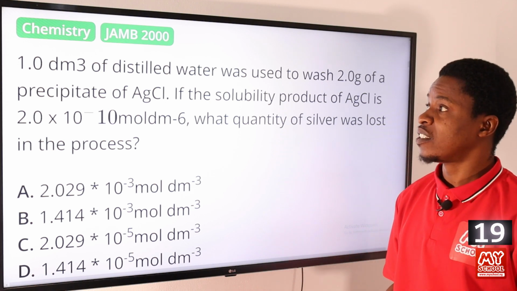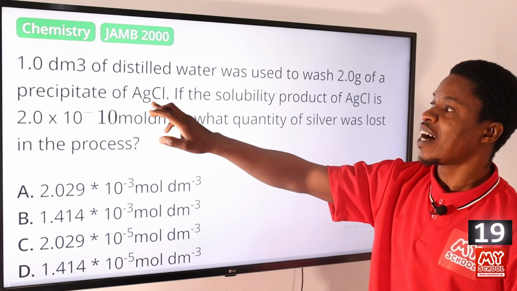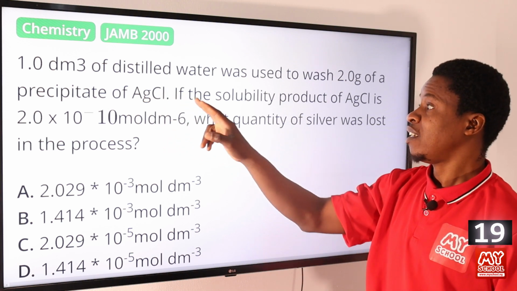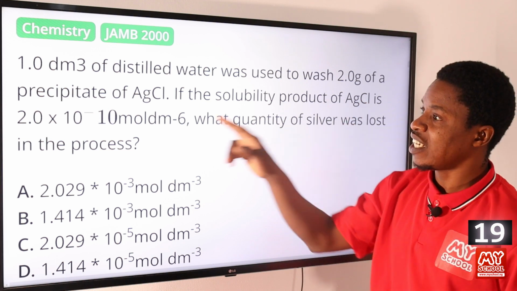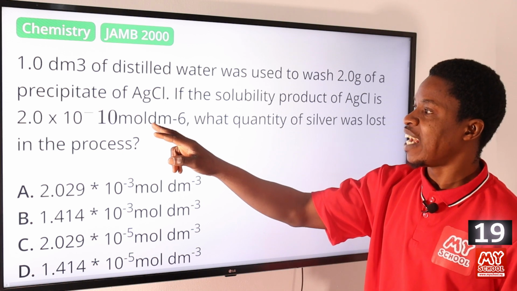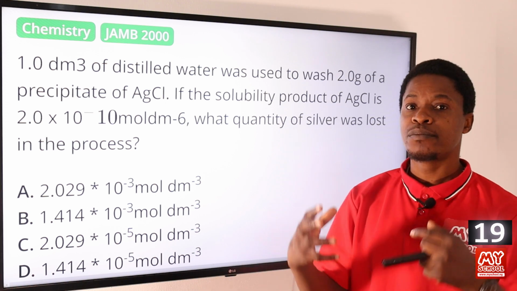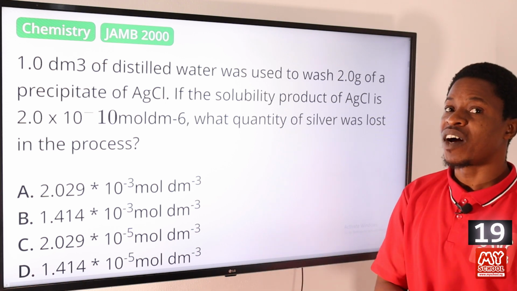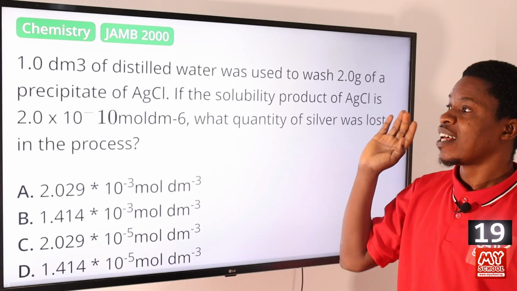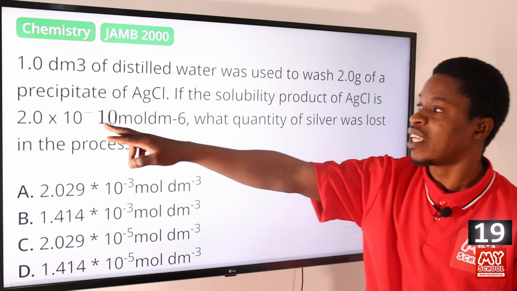1.0 dm cube of distilled water was used to wash 2.0 gram of a precipitate of silver chloride. That means silver and chloride ions actually form that silver chloride. If the solubility product of silver chloride is 2.0 times 10 raised to the power minus 10 mole squared per dm to the power of 6, what quantity of silver was lost in the process? What quantity of silver? So silver ion, of course, was gotten from what? From silver chloride. In this we're told that the solubility product of silver chloride is actually 2.0.